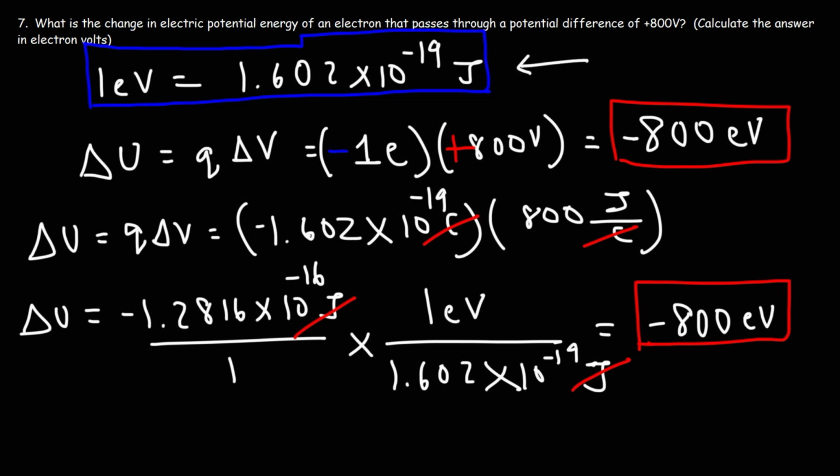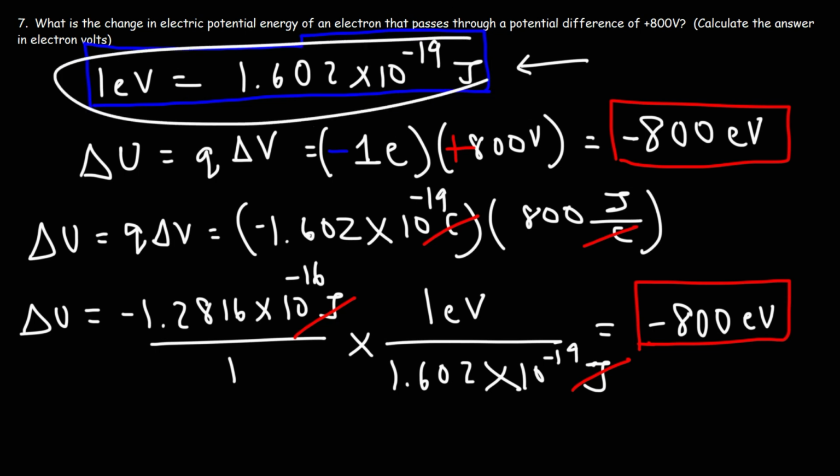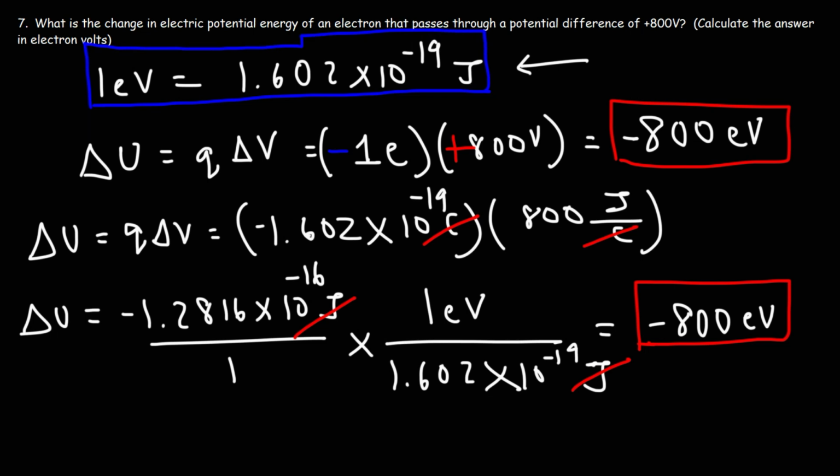So the electron volt is basically a unit of energy. You could use it to calculate electric potential energy. You can have kinetic energy in units of joules or electron volts. It's simply a unit of energy, and this is the conversion between the two. So you may want to write that down if you haven't done so already.